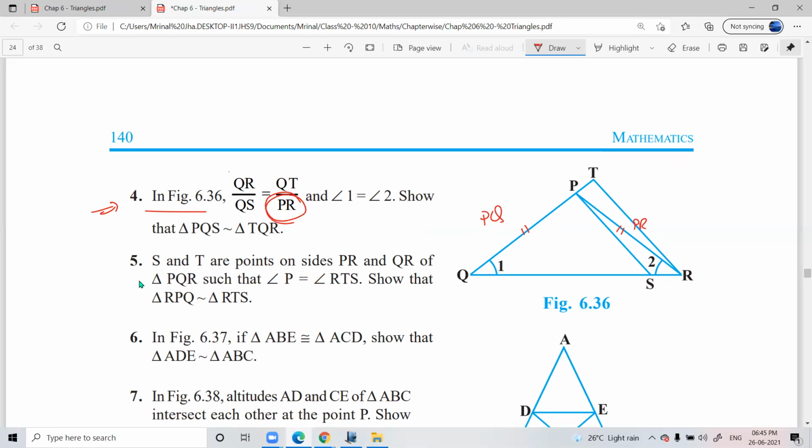So now you will be able to replace this PR with PQ. Then the ratio will be complete, right? QR by QS is equal to QT by QP. Then it will become your Thales theorem. You can subtract 1 and then whatever.